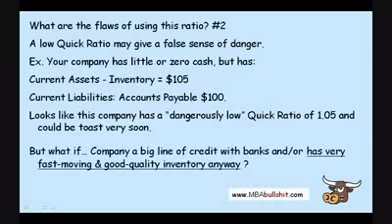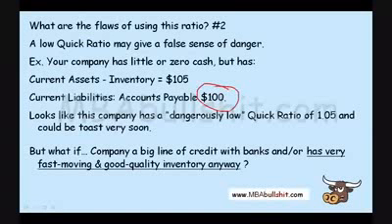But what if the company has a big line of credit with banks, such as in the case of the current ratio, in which case they can easily borrow cash to pay for these accounts payable anyway. So they're okay. I mean, this company is fine. This company will not collapse because they can borrow cash.